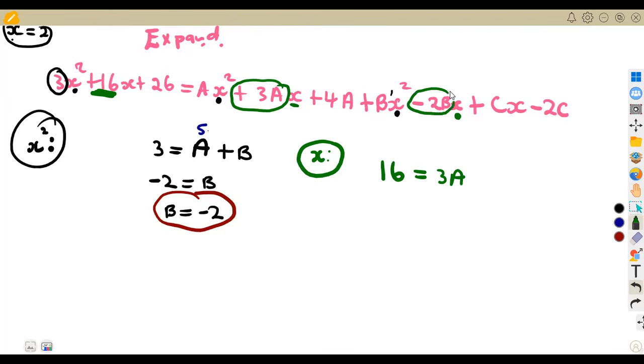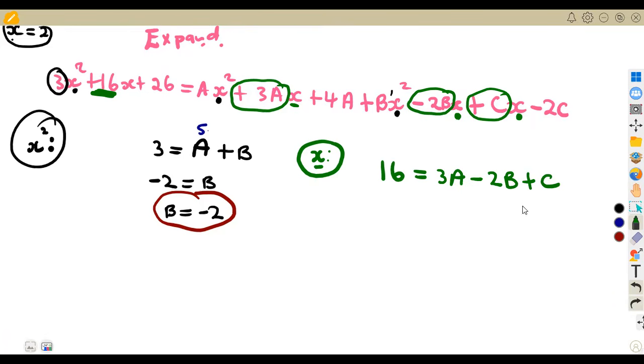We take the coefficient there, that's minus 2b. Then cx, we've got x here. What is the coefficient there? The coefficient is c. So that is where we have x. We equate only where there is x, not where there's, this one is a constant, there is no x there. Only where there is x.